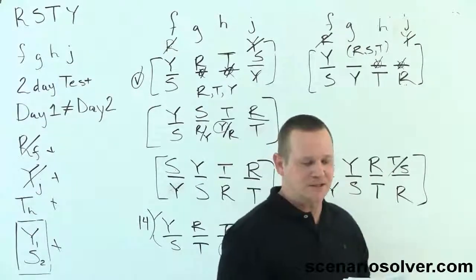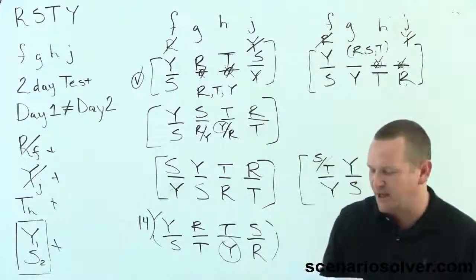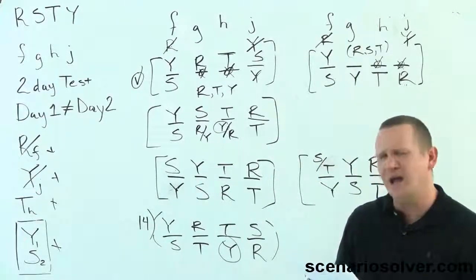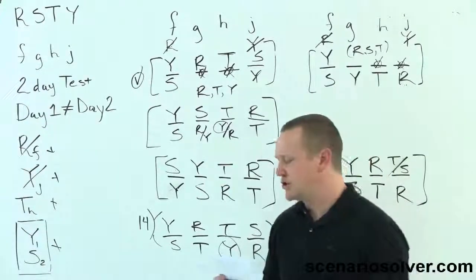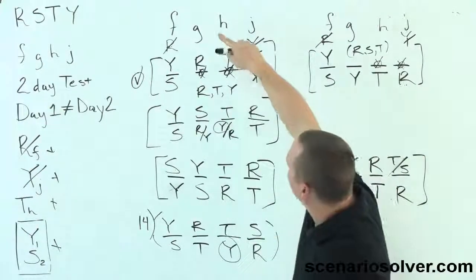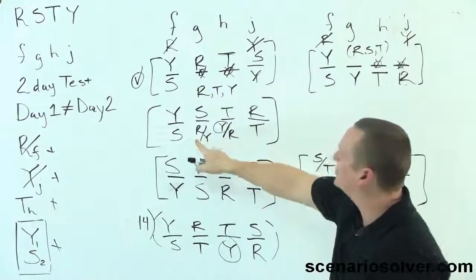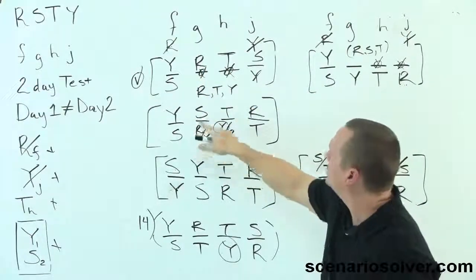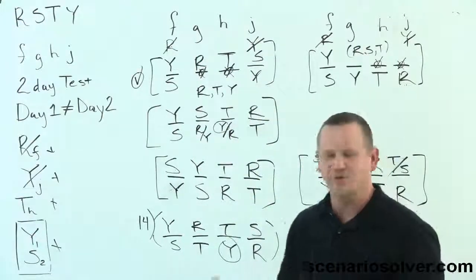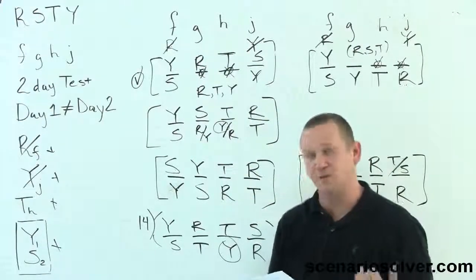Okay, let's look at 16. Which one of the following cannot be true? A, R tests G on the second day. So it could not happen here because R is there. We can't have the vertical, but it could happen in the second scenario. R could test G on the second day. Therefore, that is not the answer to the question because it could be true.